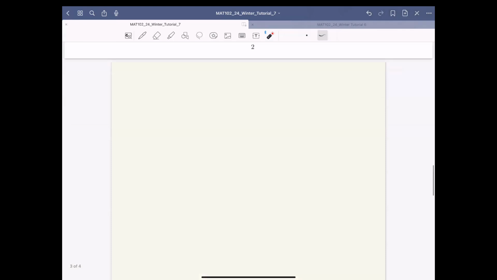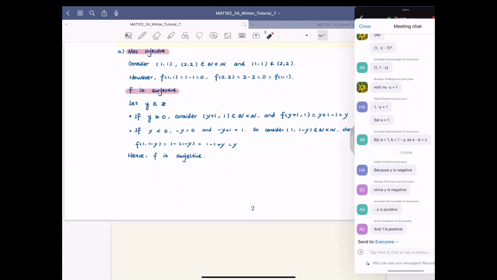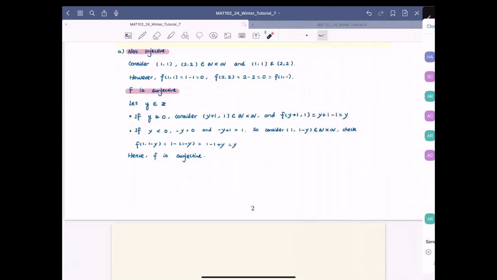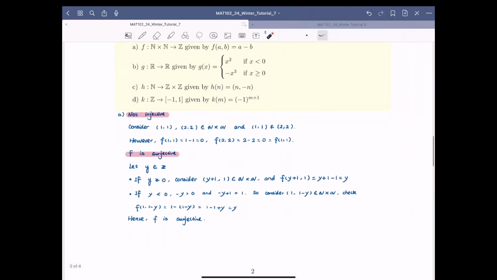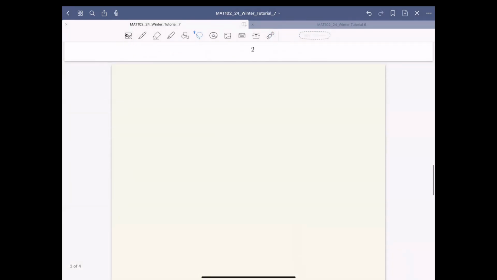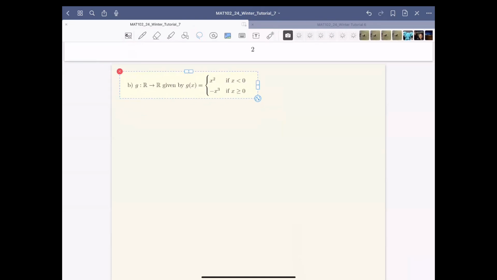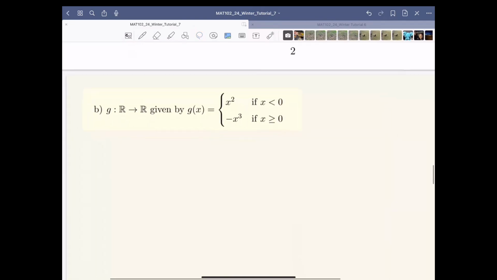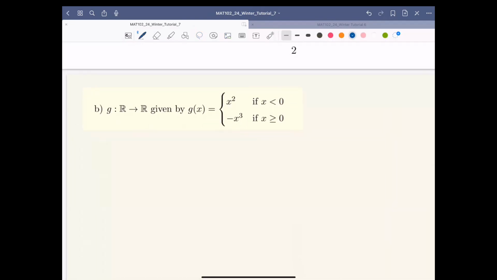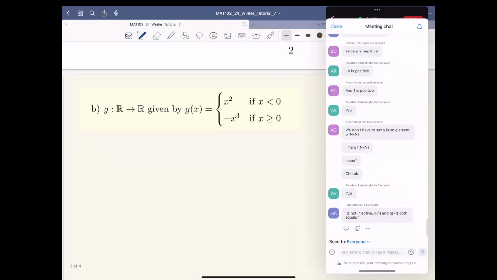Let me add a page here. You're all good? Okay. Let's do B. This is B. First, let's decide if it's injective or surjective. What do you guys think? Is it injective?